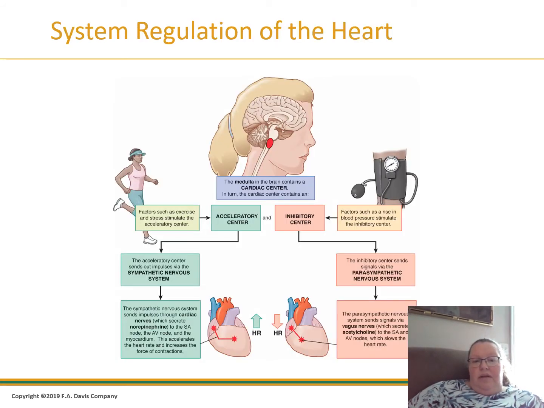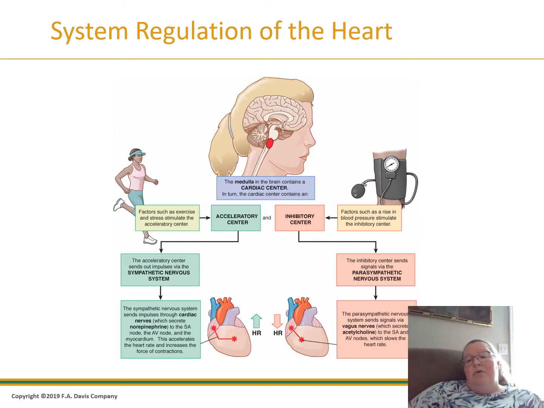Okay, so regulation of the heart. Remember, acceleratory center factors such as exercise and stress stimulate the acceleratory center, and it increases the heart rate. While inhibitory center factors such as a rise in blood pressure stimulate the inhibitory center. The inhibitory center sends signals via the parasympathetic system.